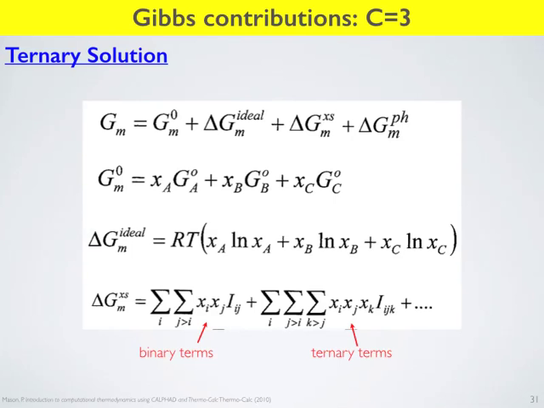Going higher, to three components, it's exactly the same thing. You have your elemental reference, your ideal mixing contribution, your excess term, and then any fields on top of that. Now for a ternary system, your excess is where all the action happens. This is what you're paying for when you're buying one of these databases. You have the binary mixing terms, the ternary mixing terms, and you can go higher and higher. The protocol is the same. It's really the parameter fitting and making sure these agree with experimental data and are self-consistent where all the difficulty and expense in making these databases comes from.